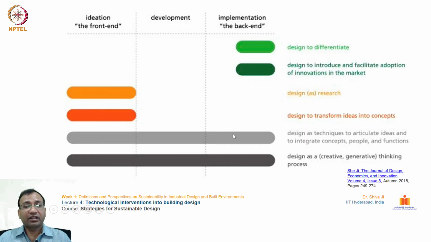For ideation, you can see from here, this is a shot taken from a journal. At the ideation stage, it talks about the front end, and it talks about design as research, to transform ideas into concepts. Then it goes to the development stage, design as techniques to articulate ideas and to integrate concepts, people and functions. Design as a creative and generative thinking process. Then it ends up at the implementation stage, at the back end. It becomes design to differentiate, design to introduce and facilitate adoption of innovations in the market. So this is how it ends, and this is how the cycle progresses.